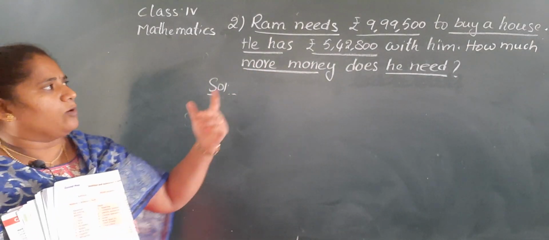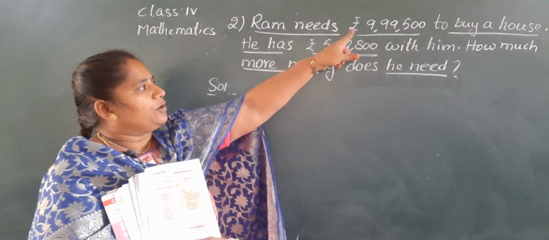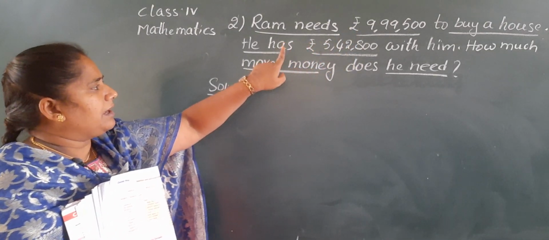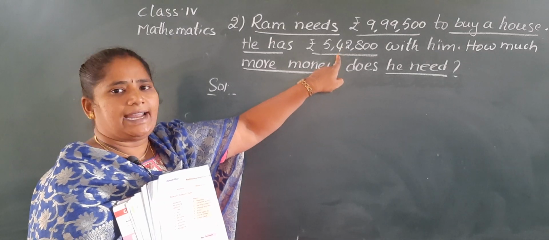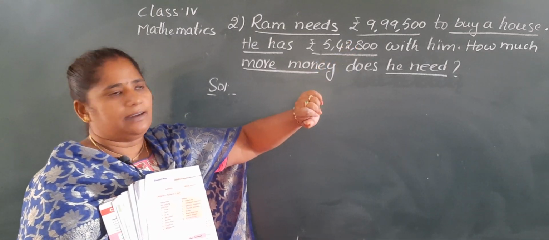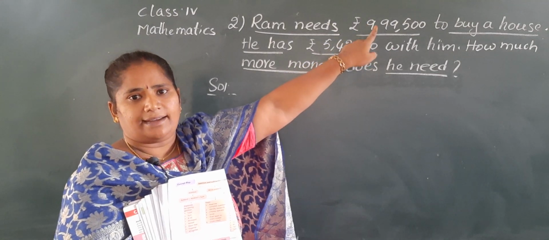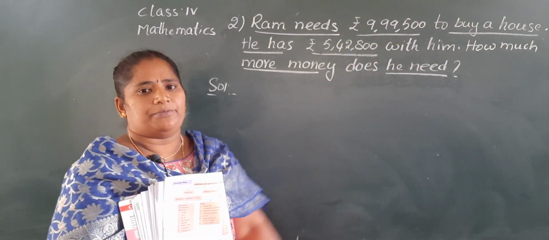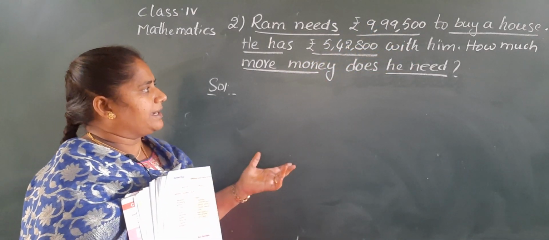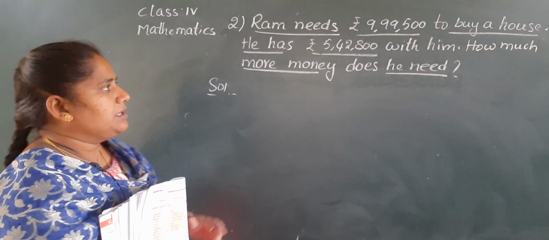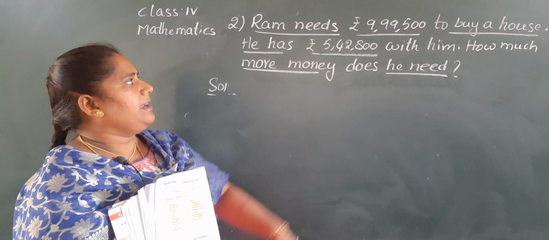Why? Because that house costs more than this amount, isn't it? But the amount Ram has is only 5,42,800. But how much amount he needs to buy that house? 9,99,500 rupees. So he wants some more money. So how much more money does he need? We only find out. So write the first step, children.